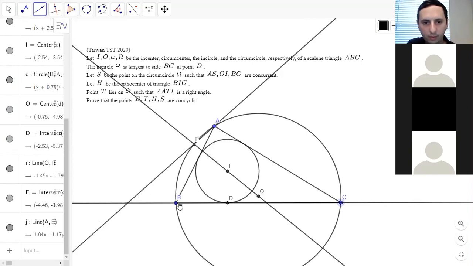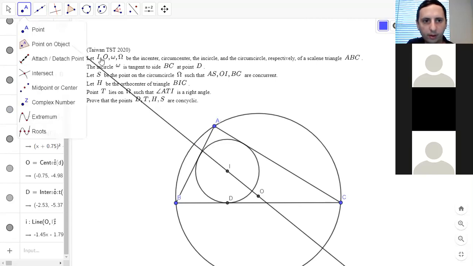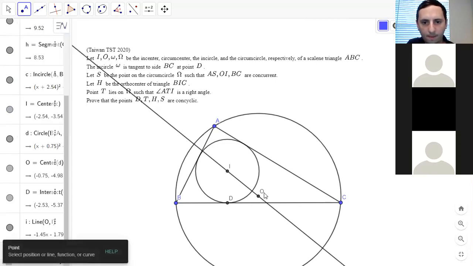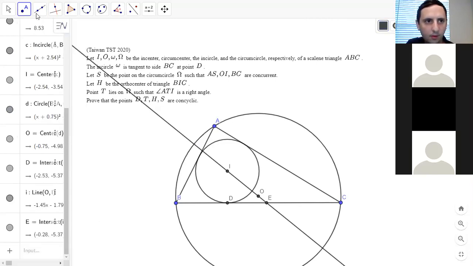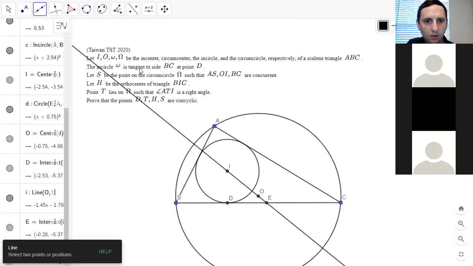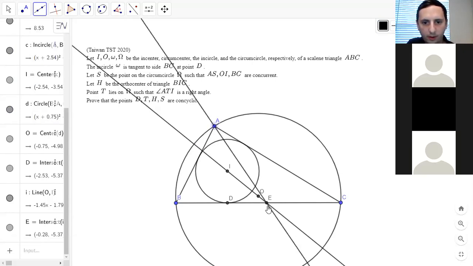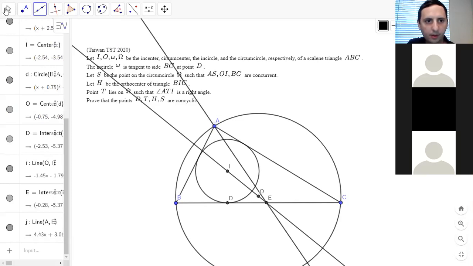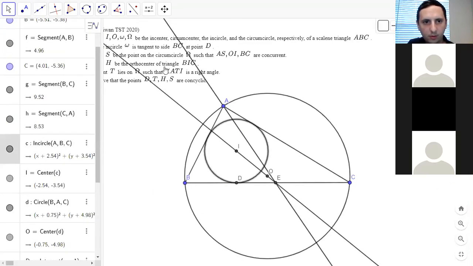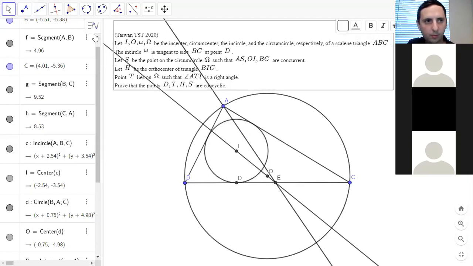Wait, AS. Oh, I'm sorry, we don't want to do that. We want to draw this point, and then we want to draw the line through A and that. So AS, OI, and BC. Let me make it easier to see. So that would be point S.